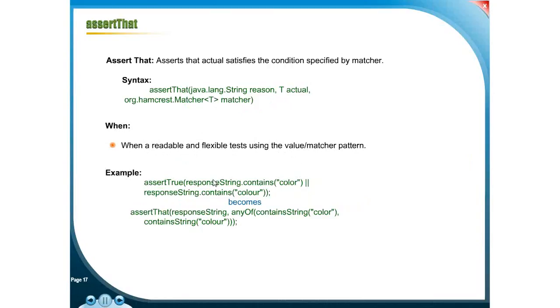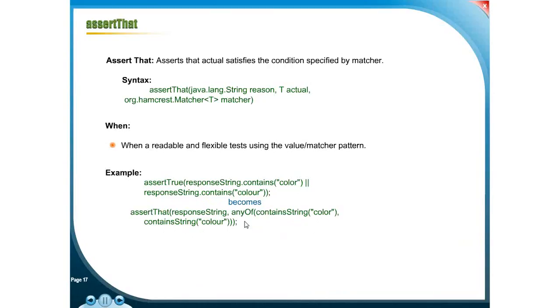Previously we had assert true. You can see there is a string, and we are going to check whether it contains a color, or whether the response string contains a color. This can be written using assert that, with the string as the first argument. Here you can see any of the color. It means we are trying to match with any of the colors. So contains string color.